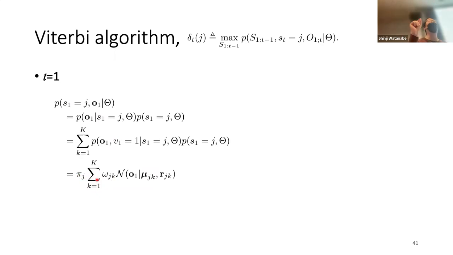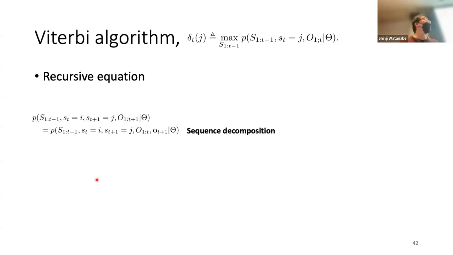So this one, we can compute it if we know the Gaussian parameters and so on, which we initialize or solve with the EM algorithm. So if we know the parameters, we can first compute this one. And then the problem is whether we can make a recursive equation. I will basically skip this recursive one because it is very similar to the forward or backward algorithm. But anyway, the way to solve this kind of recursive equation is the same.